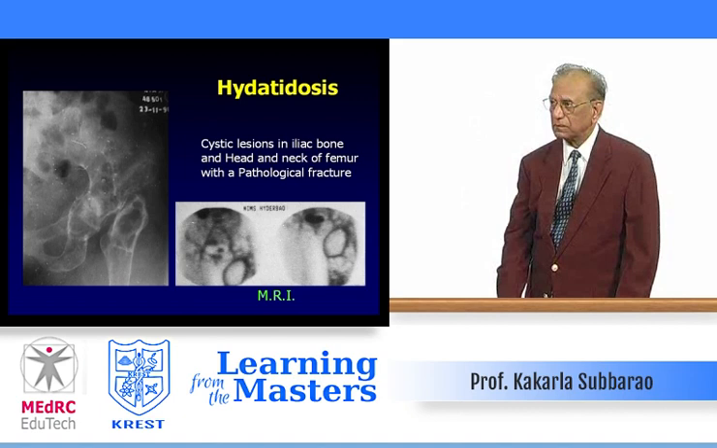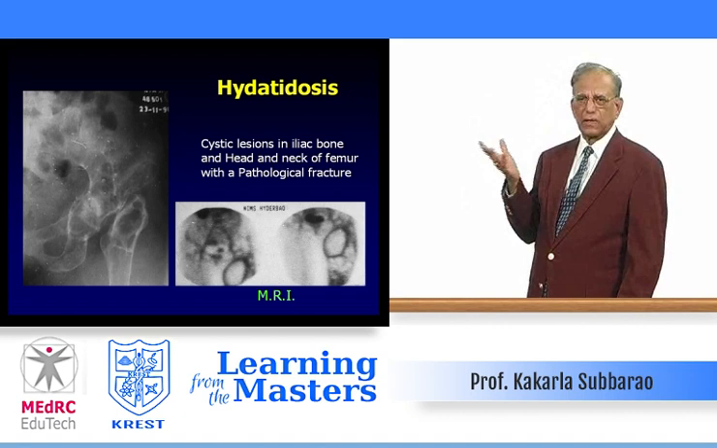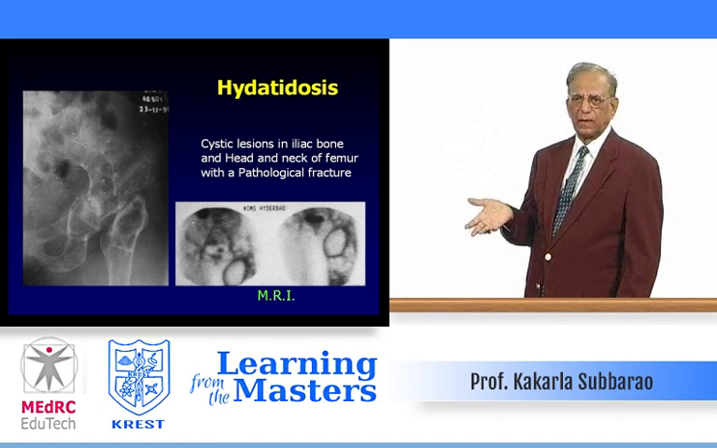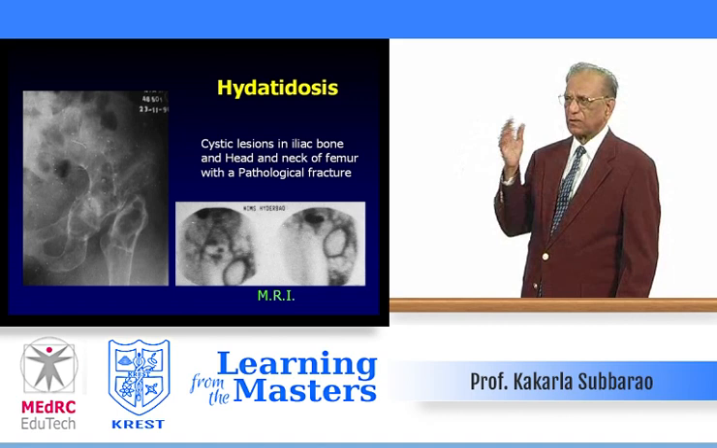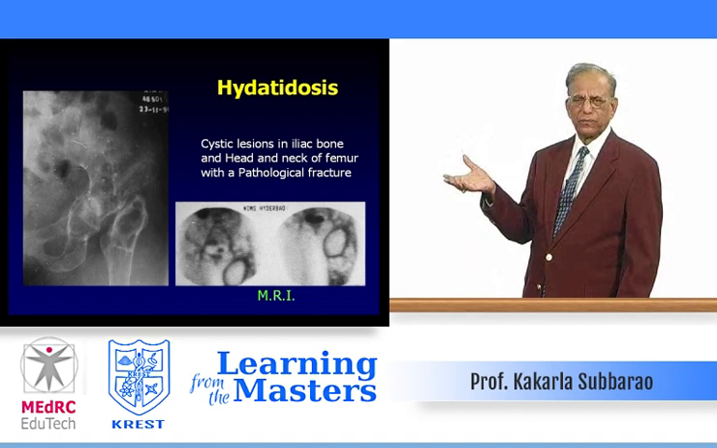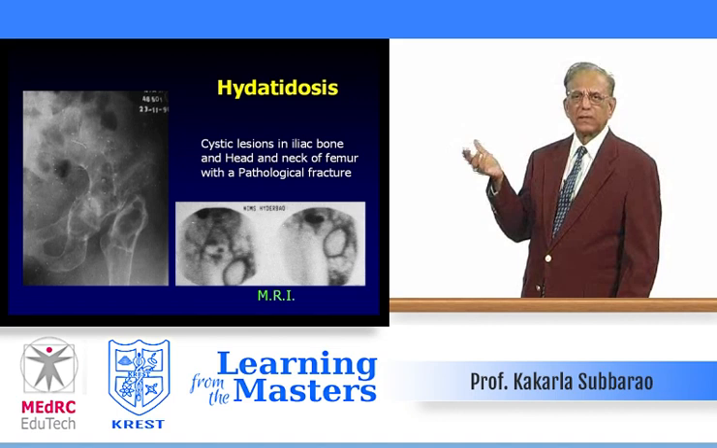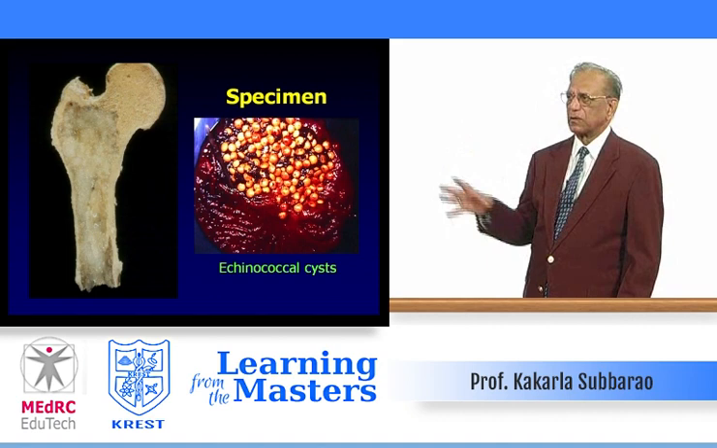Hydatid cysts, rather rare, but hydatid cysts of the bones can be seen, namely in this particular patient, both the acetabulum and the head are absorbed. Proximal shaft shows the hydatid cystic lesions, both in iliac bone, head and neck of femur, with the pathological fracture, of course, and dislocation also. The MRI, there's nothing specific, that shows a low signal in the reactive bone area and high signal in the cystic areas. This is a specimen showing the daughter cyst and the major cyst.